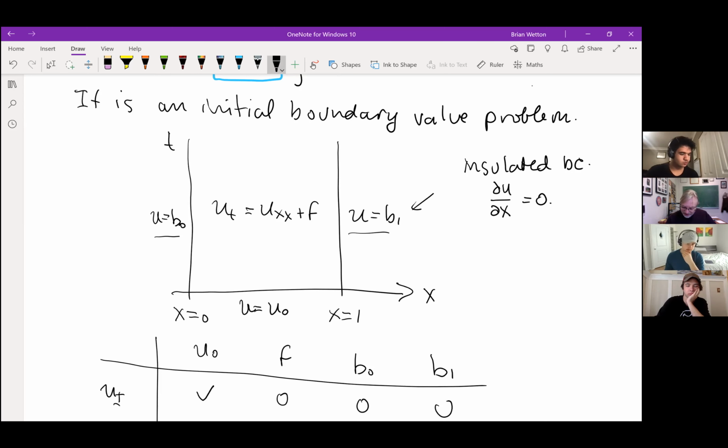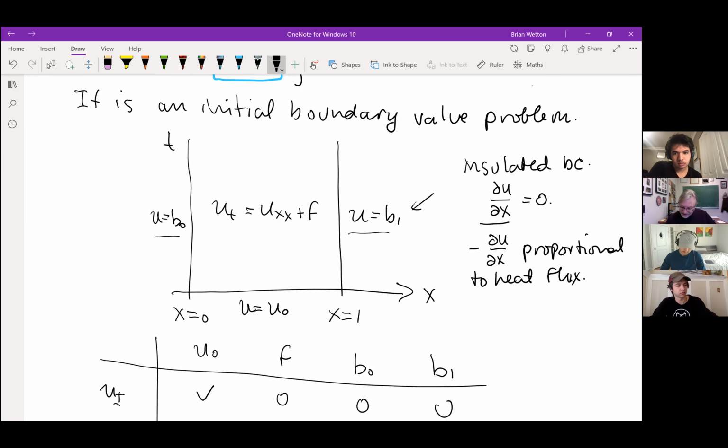And how do I know that? Minus du dx is proportional to the heat flux. That's what we looked at in last week's lectures. So if a boundary is insulated, it means there's no heat flux going through it. And so I know this would be the boundary condition that I would put on there. Now, that's replacing this one. You don't get to put both boundary conditions. That's over determining the problem. There won't be a solution, but you can certainly replace it by other conditions.